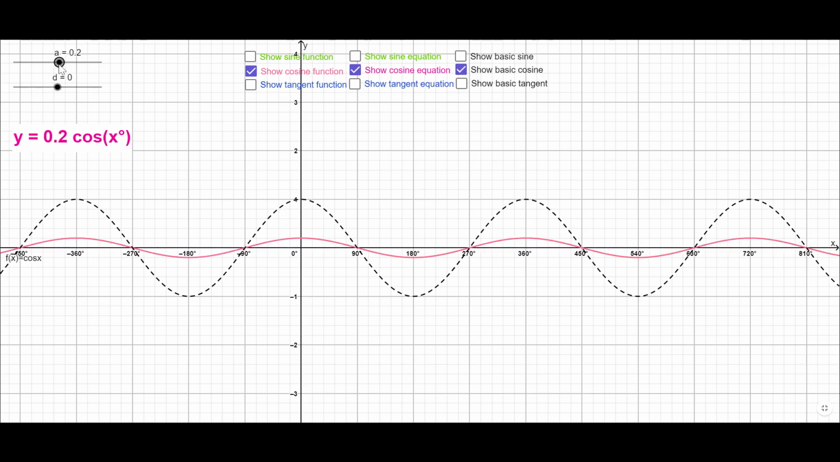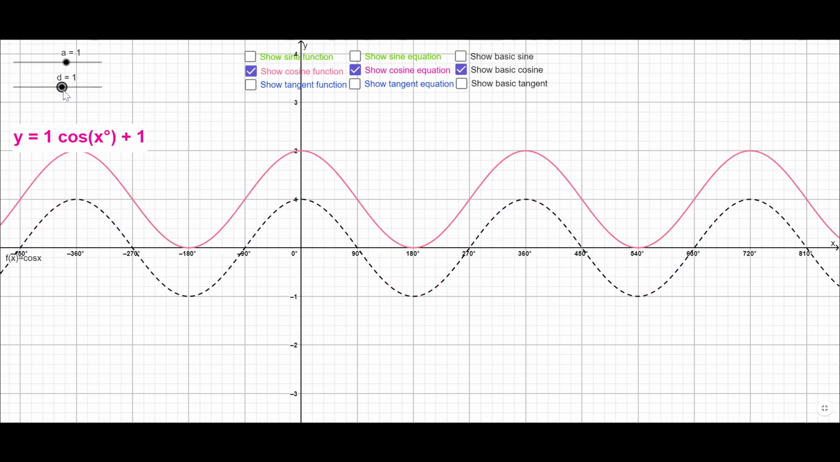All right. Let's make our A 1 again, and then let's change the value when we add to our trig ratio, moving it up or down. If we make this 1, the whole graph is moved 1 up. So instead of starting by 0 and 1, it now starts by 0 and 2. Our maximum is by 2 and our minimum is by 0.